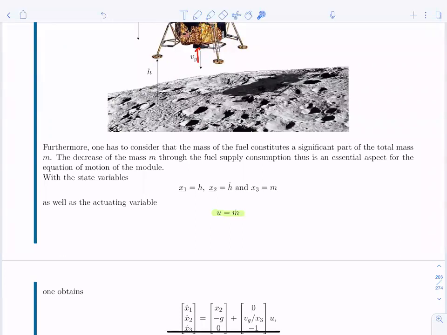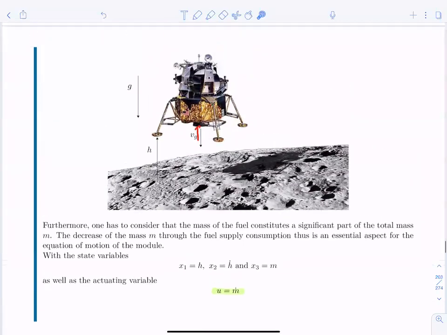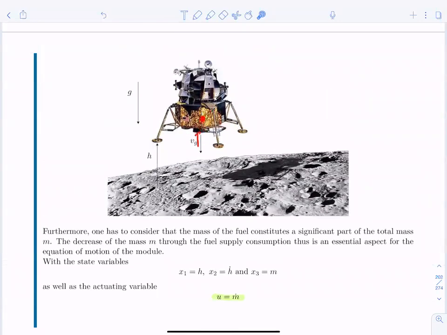And x3 is our mass, okay? And then we have the actuating variable, if you want, so this is the change of mass. So you can assume that normally there's the rocket, there's the combustion chamber. You probably all know how it works. So there's a number of reactant gases entering the chamber, and you're able to control this, okay?